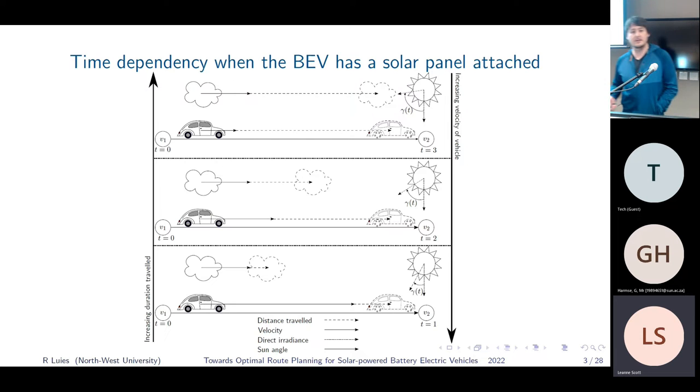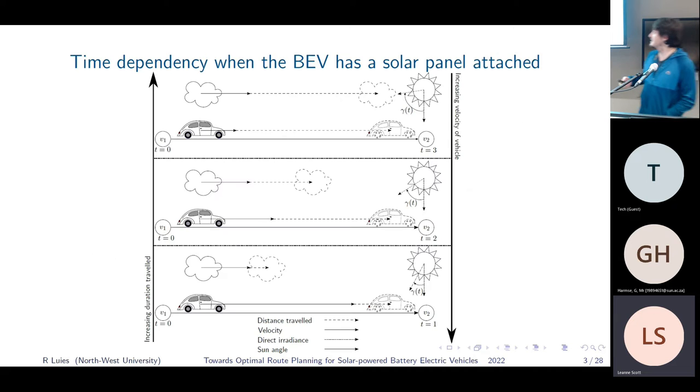When you only look at the BEV, battery electric vehicle, you don't really have this problem. The weather is not really a factor, so you don't really care about it. So the planning is a lot easier than when you attach a solar panel and you actually need to consider when you get more energy. It's not a lot, maybe 10% on your total trip, but it's still something. So when you model it, it becomes a bit more difficult.